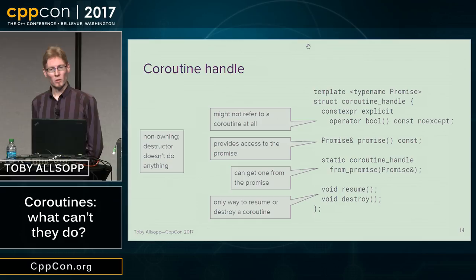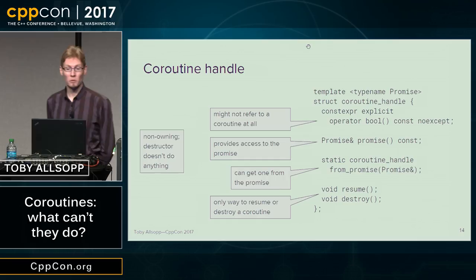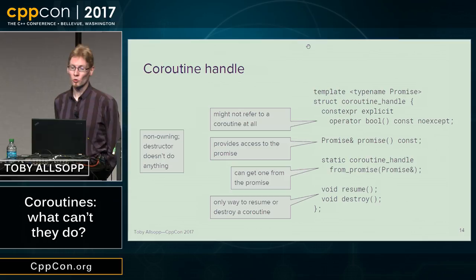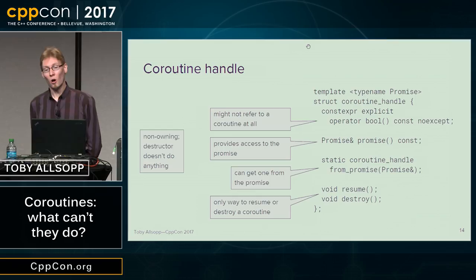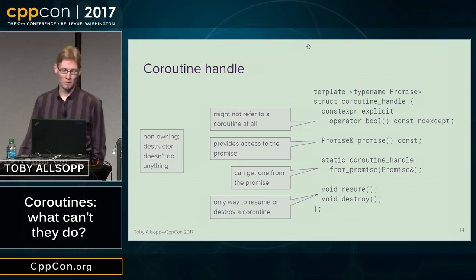They're really cheap. They're just a pointer, basically. And the guts of what the coroutine handle is, it allows you to resume or destroy the coroutine. So if you're dealing with one of these, you need to know whether the coroutine is currently suspended or not. If it is not suspended, then you must not call resume or destroy. There's not really any assistance for you in that regard.